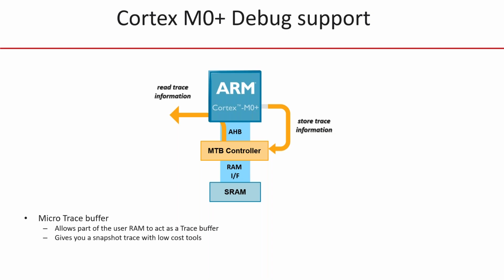So currently this is on the M0 Plus, but it's also been added to the next generation of Cortex processors, M33, M23, M55. So this will become a standard for tracing memory devices. So it's for tracing instructions as time goes on.